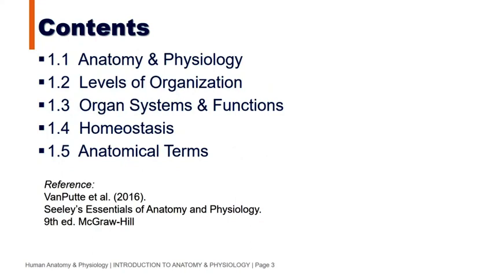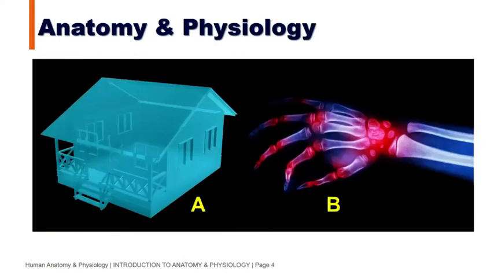Our slides contain the following: anatomy and physiology, levels of organization, organ systems and functions, homeostasis, and anatomical terms. What I'd like you to do is take a moment and look at the images. You probably mentioned something about structure, shape, color, uses or purpose. Do we all agree that image A is a house? Yes?